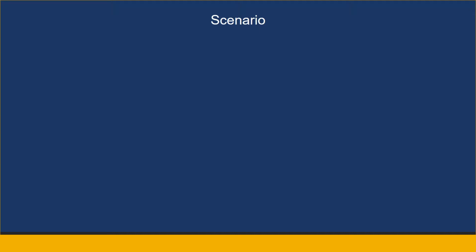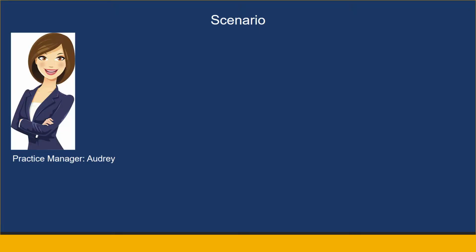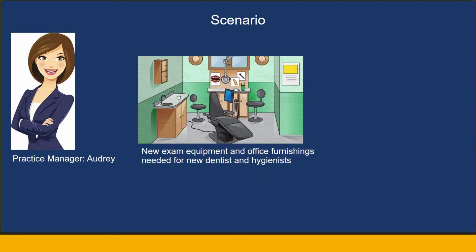Let's consider this scenario. Audrey is the practice manager for a busy dental practice. Audrey is in the process of hiring an additional dentist and 2 hygienists to support the demand for services. This means Audrey will also need to purchase equipment and furnishings for a new exam room and office. All of these purchases can be made from one company and billed as one transaction. What type of financing should Audrey choose?